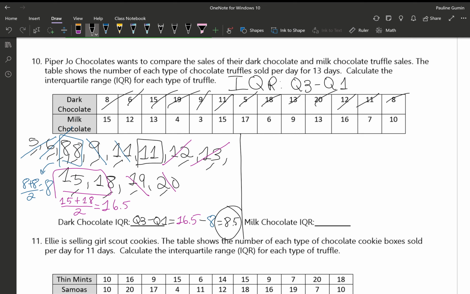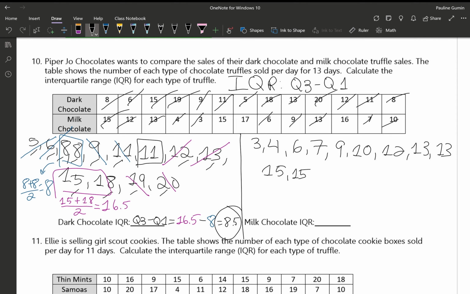Let's do the same thing for milk chocolate. I'm going to go ahead and reorganize the numbers. So I got a 3, 4, 6, 7. 9, 10, 12. 13, 13. Okay. 15, 15. 16, and 17. Wonderful. All right, let's do the same thing.